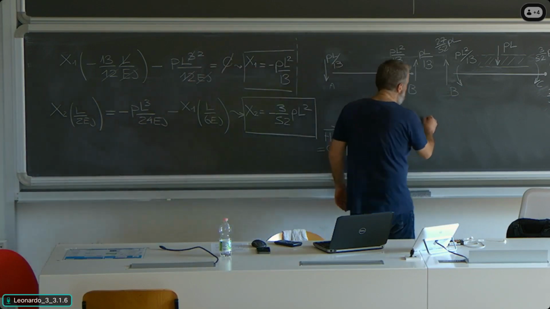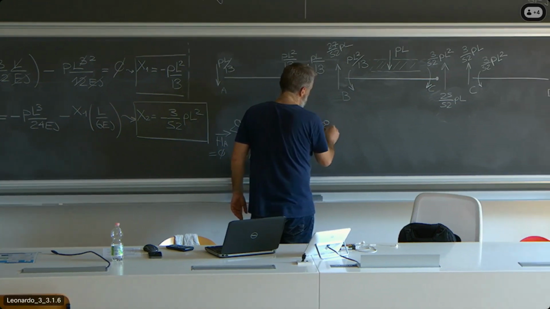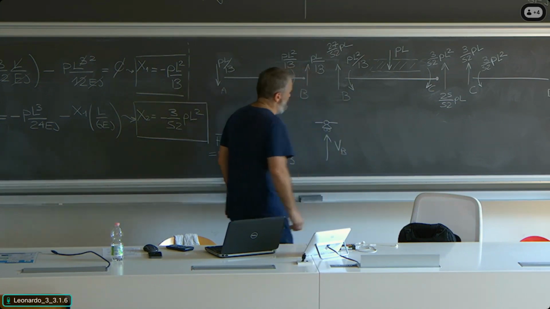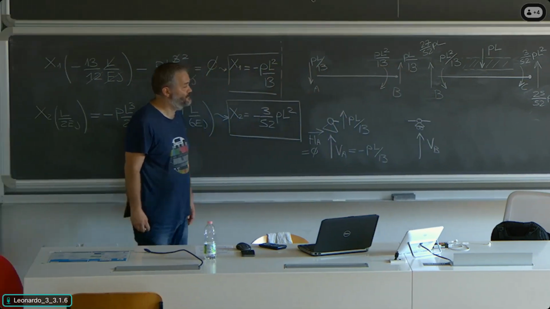Let's go to point B, with a vertical reaction called VB. What do we have?